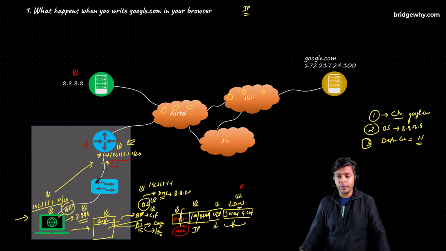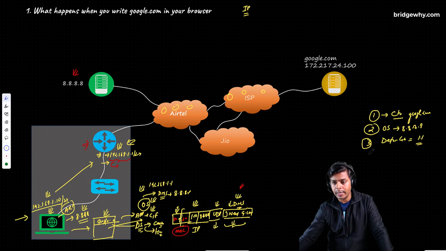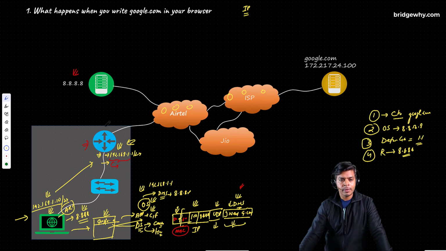So see, the interviewer can ask you what is going to happen when you write google.com, maybe the operating system, the caches, the default gateway. And now you understand that this packet needs to go to 8.8.8.8. When this packet reaches my router, the router will send it towards 8.8.8.8. How? Because now this router has a default route here, which will be pointing towards the Airtel network.